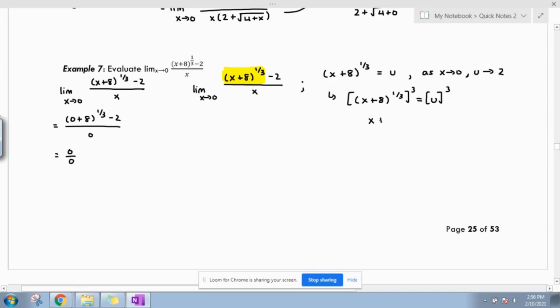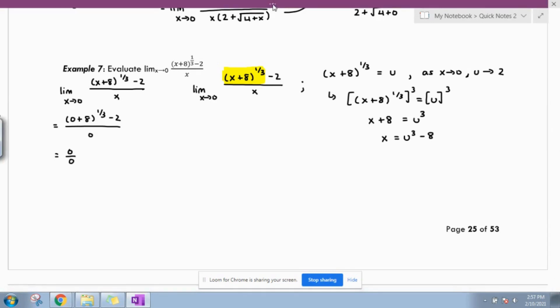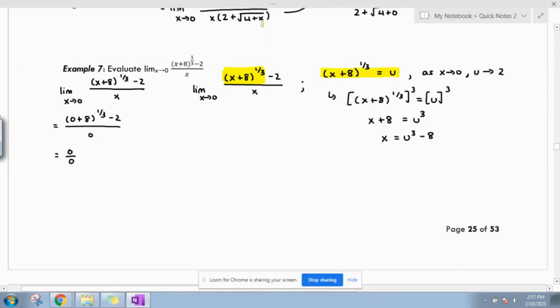And then I'm going to be left with x plus 8 equals to u cubed. Then I notice, I can move the 8 to the other side now, so I can get x on its own. So I'm going to have x equals to u cubed minus 8. And what we've done here now is I've turned x in terms of u now. So I have everything in terms of u, and that's going to come very, very handy for us. So, like I said, we did that substitution there with x plus 8 to the exponent 1/3. And at the same time, we also got x in terms of u as well.